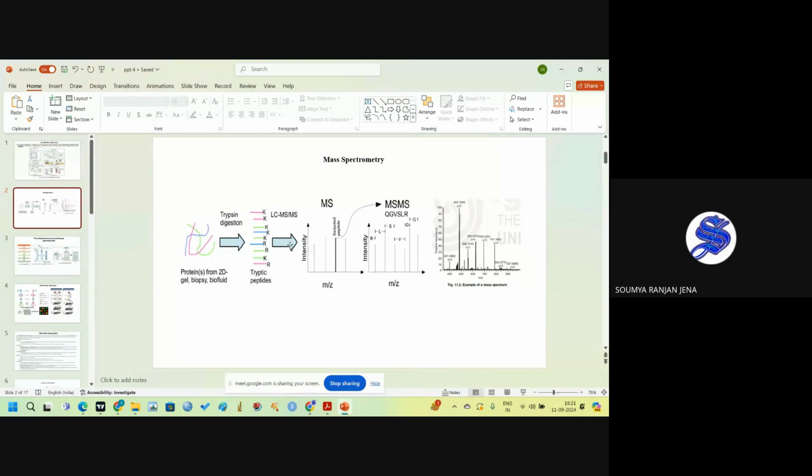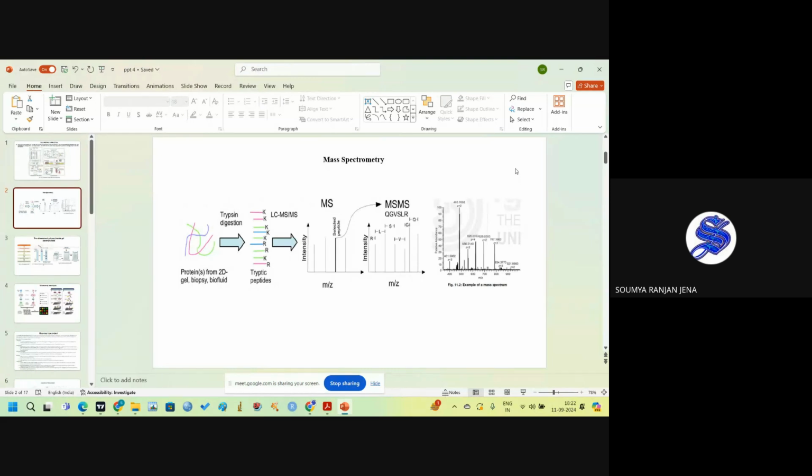In mass spectroscopy, ions are separated according to their charge to mass ratio, and in this charge to mass ratio, the smaller ion moves faster and the larger ion moves slower. By this you will find out the molecular weight of these peptides, and these peptides will hit the detector machine, and in this detector machine, different detecting software is there.